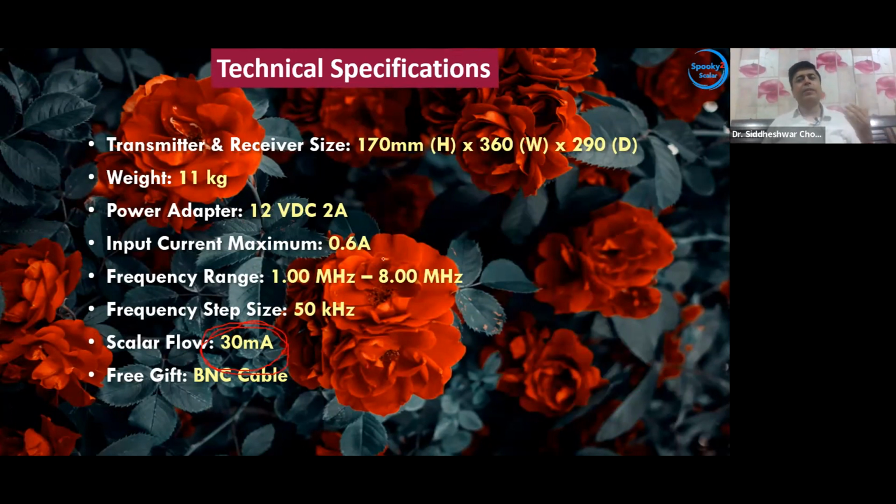As I said, on the transmitter side, you have the frequency generator. So what is the specification of the frequency generator? That is 1 megahertz to 8 megahertz. This is something you can note down somewhere. 1 megahertz to 8 megahertz.